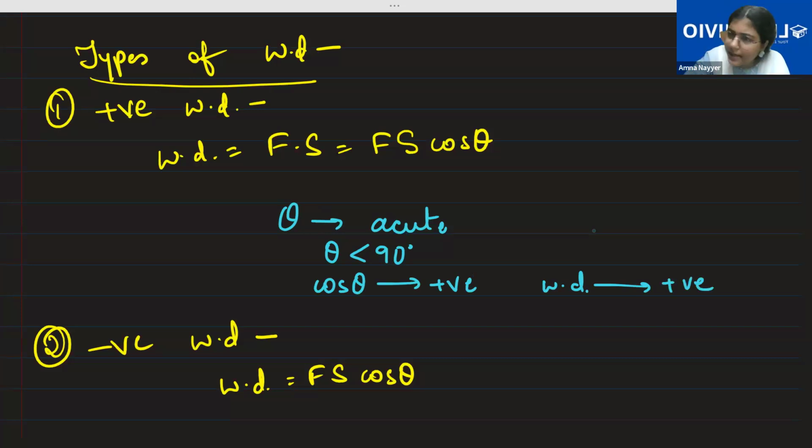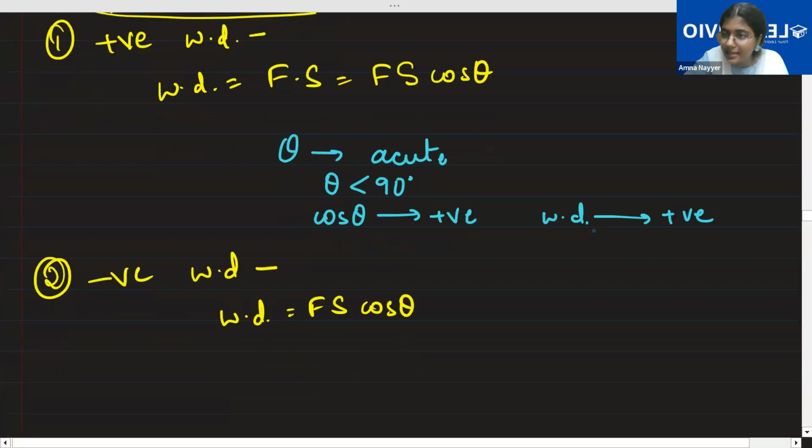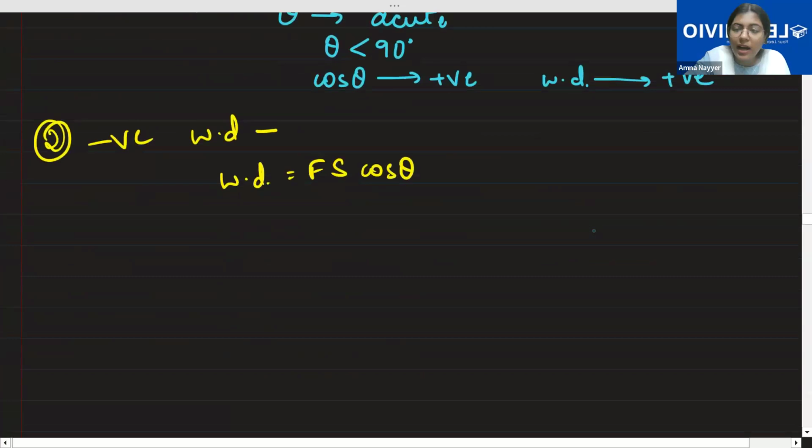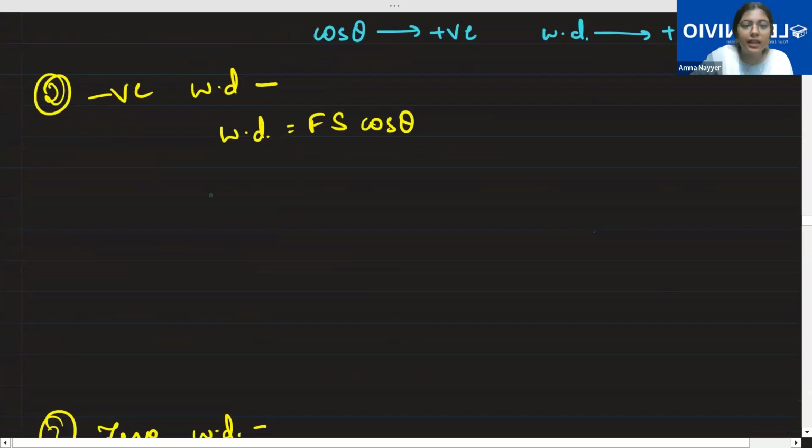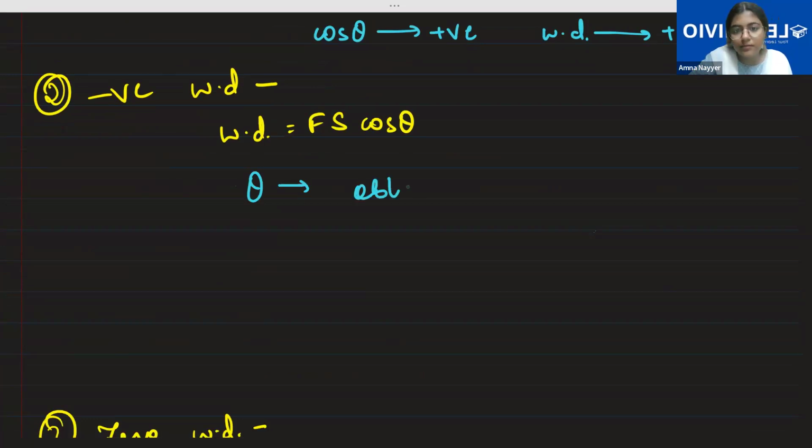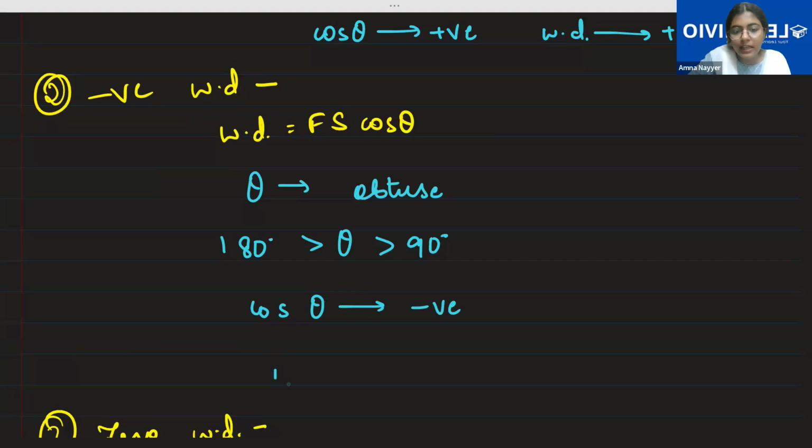I'm repeating, this is not a vector quantity that you have the direction opposite and that's why this is negative or something. Then you have negative work done, same thing. See, theta is obtuse here. When we say obtuse means theta is greater than 90 degree but lesser than 180 degree. In that case, our cos theta would be negative. That will make the work done as negative as well. That is what is called a negative work done.